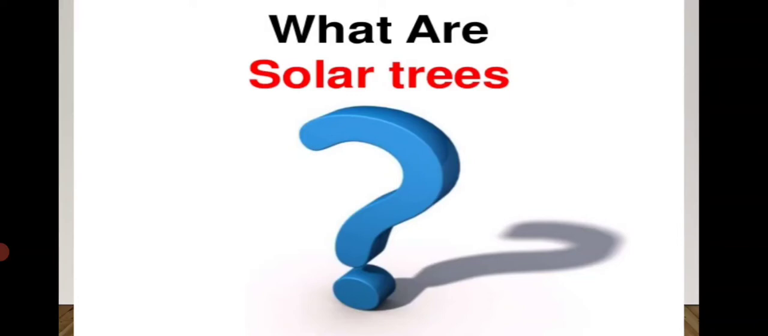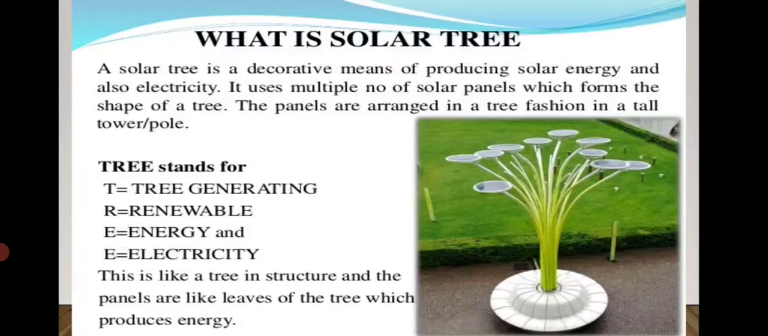Then let's come to the next point. What is solar tree? A solar tree is a decorative means of producing solar energy and also electricity. It uses multiple number of solar panels which form the shape of a tree. The panels are arranged in a tree fashion on a tall tower. TREE stands for T for tree generating, R for renewable, E for energy, E for electricity. This is like a tree in structure, and the panels are like leaves of the tree which produce energy.